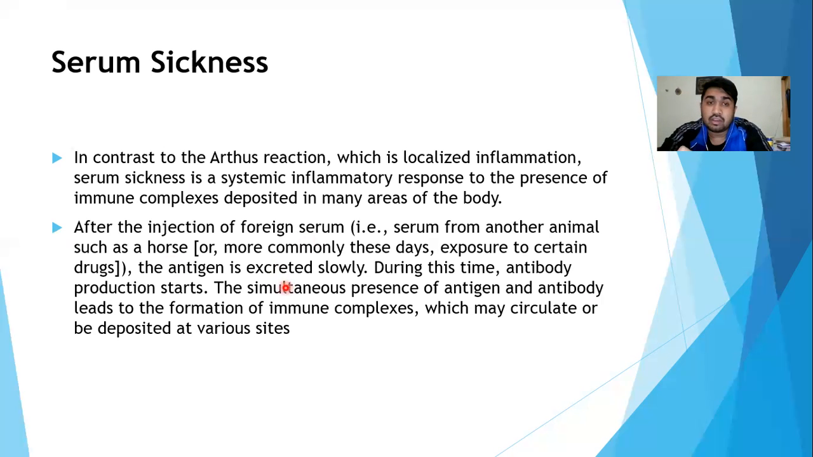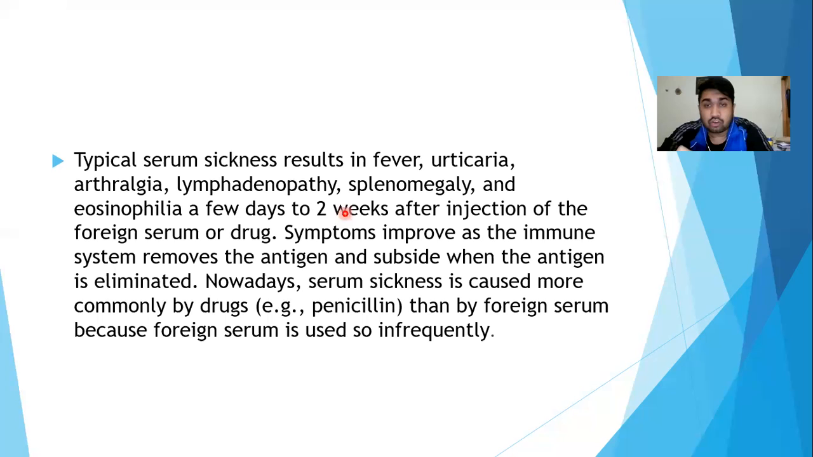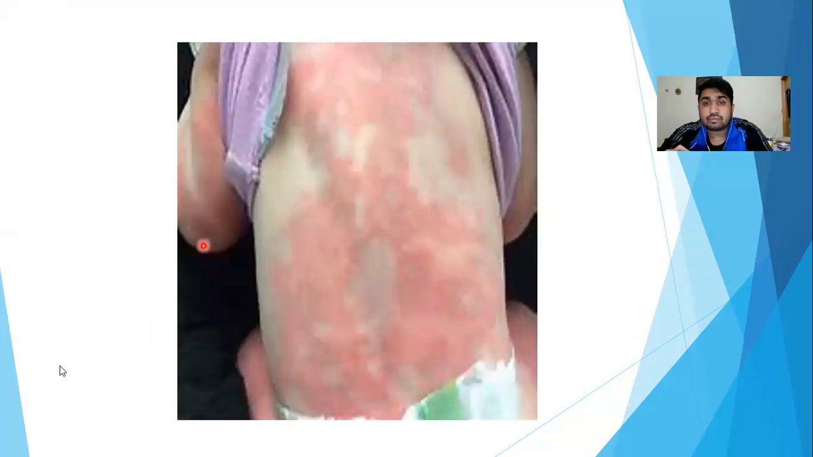And what are the typical symptoms like fever, urticaria, arthralgia, lymphadenopathy, splenomegaly, and eosinophilia? The symptoms usually improve after a few days as the immune reticuloendothelial system removes those antigen-antibody complexes. This is a typical feature of serum sickness, how it manifests. We can see that all over the body there is erythema, and there are sometimes some patches, etc.